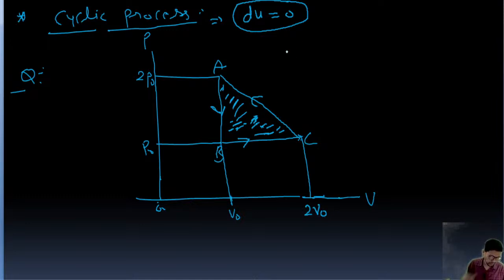Suppose this is path 1, this is path 2, and this is path 3. The work done going from A to B, suppose we say W1, B to C is W2, and C to A is W3. These are paths 1, 2, 3. So now we'll find W1 first, from A to B.